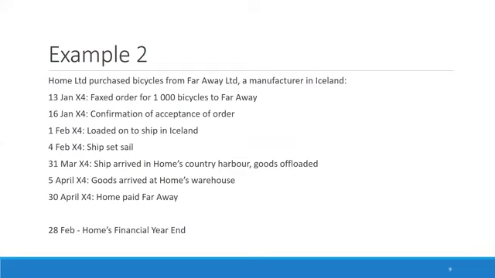hence the transaction date. The 5th of April X4, goods arrived at Home's warehouse, and then on the 30th of April X4, we then have our settlement date where Home paid Faraway. The 28th of Feb is Home's financial year end, so we do need to make sure that we take that into account when looking at our timeline.